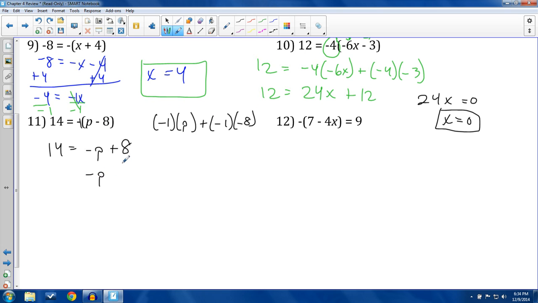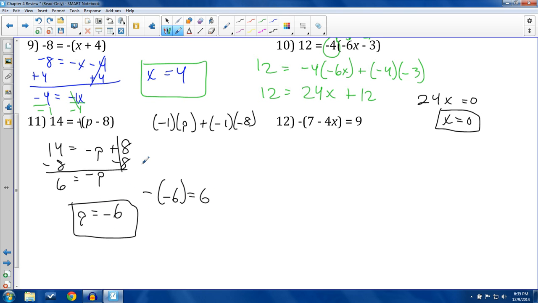Negative p, I'm going to subtract 8. Let's go ahead and do this one this time. Equals, what is that, 6? If the opposite of p is 6, you can divide by negative 1, but I want you to notice that this p would have to be negative 6. Because the opposite of negative 6 is 6. That's the number you plug in for p to get 6. And there's your answer.